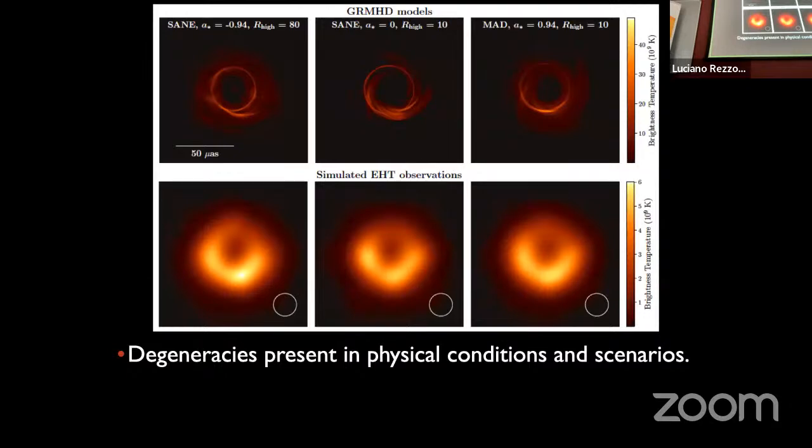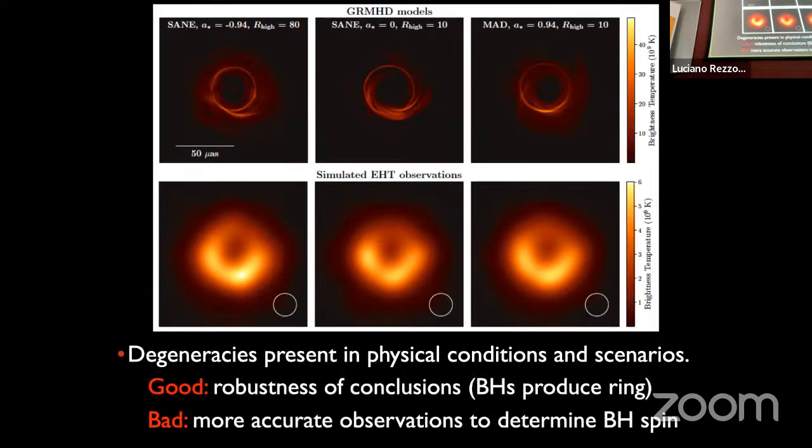This is a counter-rotating black hole, so this is a Kerr black hole with negative spin. This is with a positive spin, almost maximally spinning, and this is a Schwarzschild black hole, 0 spin. And yet they produce the same image because I have so much freedom in placing the electrons that I can get essentially the same image.